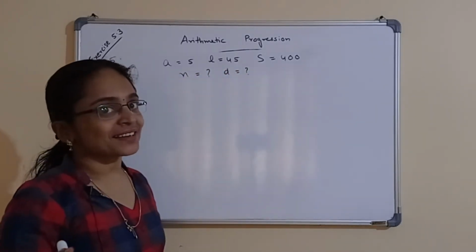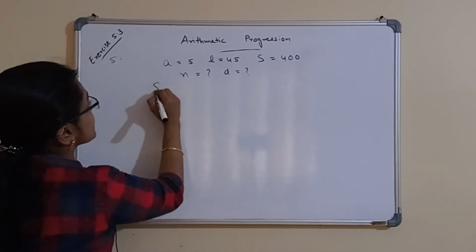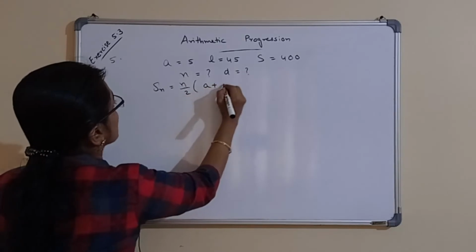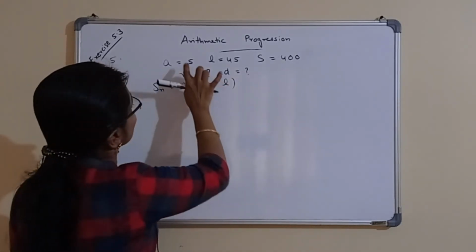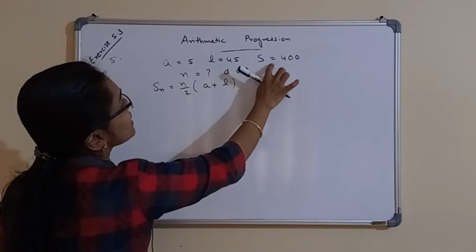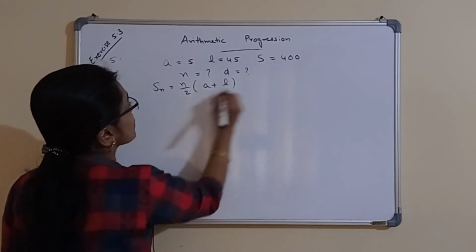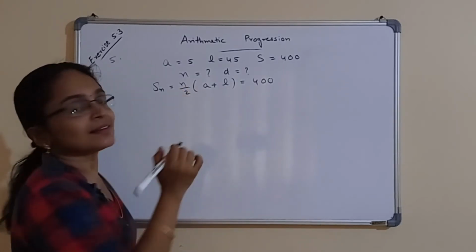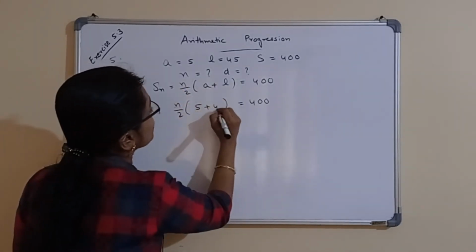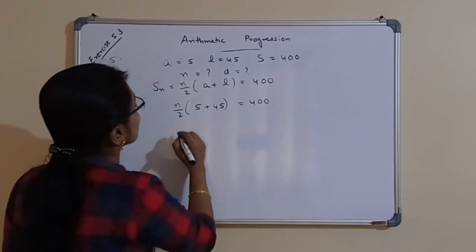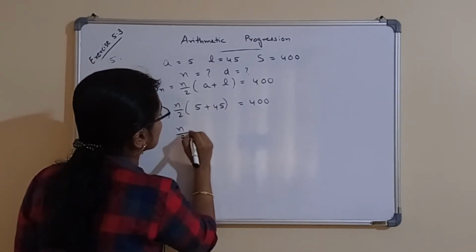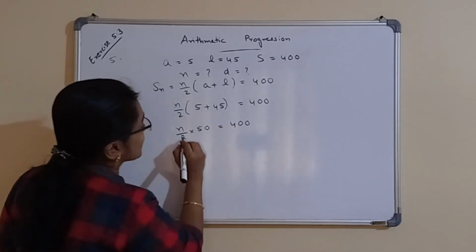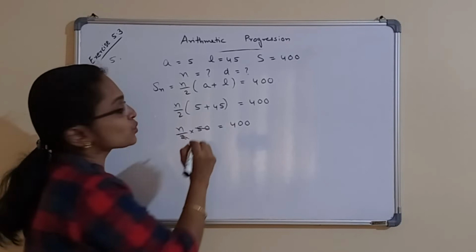So how will we find this? We have a formula, Sn is equal to n by 2 into a plus l also. So we can directly substitute here. We have S equal to 400, so we can write it as 400. And we can substitute all these here. n by 2 into 5 plus 45 is equal to 400, which means n by 2 into 50 is equal to 400. So 50 by 2 is 25.